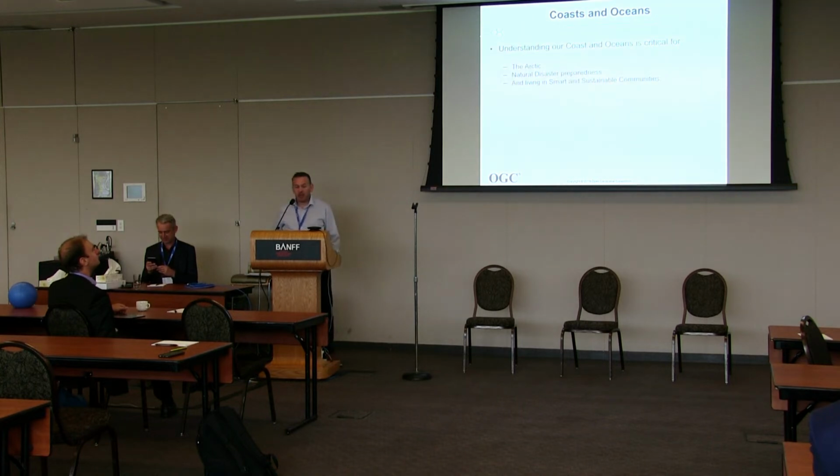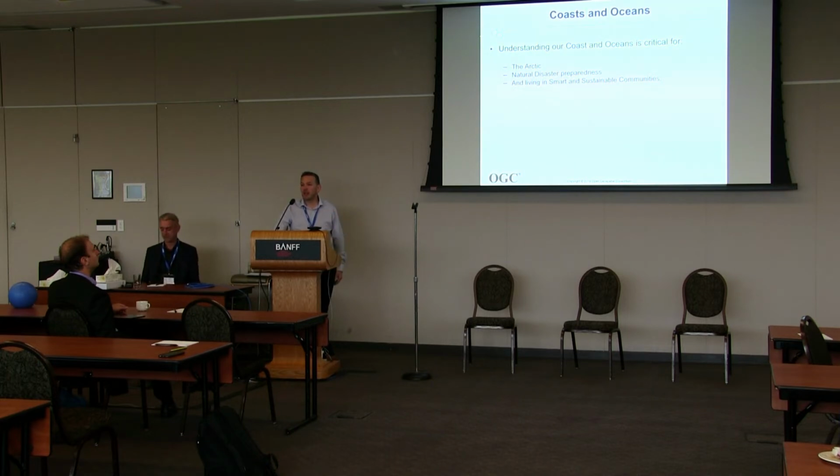Okay, just to conclude then, so I think you'll agree, understanding our coasts and oceans, it's critical. It's critical for answering questions about the Arctic. I think it's critical for natural disaster preparedness of certain types. And I think as we looked at that Bahamas example, as we start to think about smart and sustainable communities, you know, this is an important factor. And we think about these coastal communities and the impact of a storm surge or a flood. We can understand the types of technological challenges that we have. So I think Canada's got an opportunity, a really great opportunity to be a leader in this area.